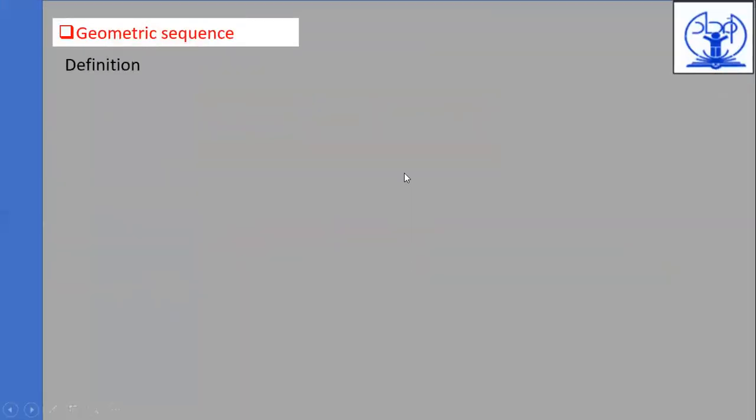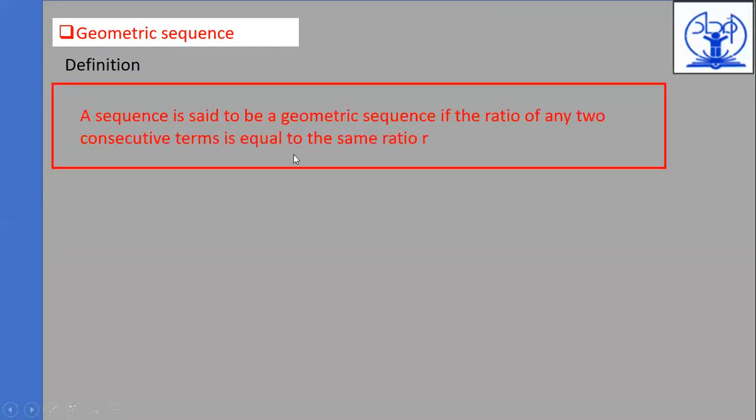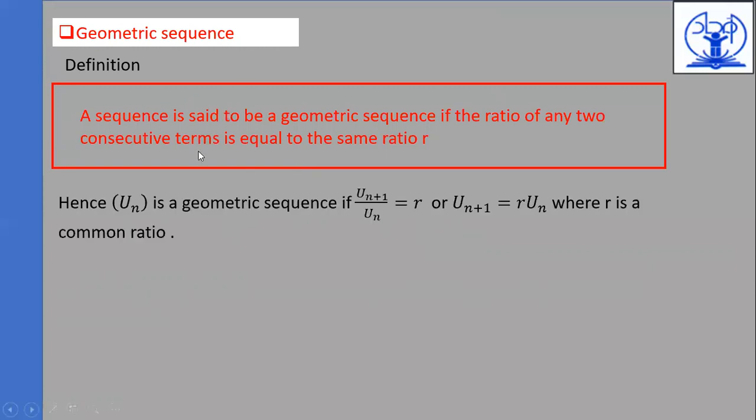We move now to the geometric sequences. A sequence is said to be a geometric sequence if the ratio of any two consecutive terms is equal to the same ratio or is constant. In other words, the ratio of any two consecutive terms is constant, not the difference, as in the case of arithmetic sequences. Hence, UN is geometric if and only if any term UN plus 1 divided by UN is R, where R is independent of N. Equivalently, we can say that any term is R times the previous term, where R is a non-zero constant.